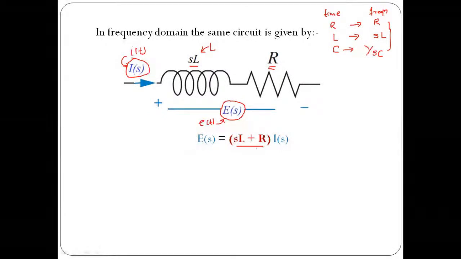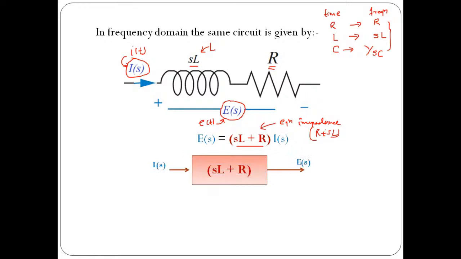So V is nothing but I into R. So here V is nothing but E of S, and I is nothing but I of S, into R. Now instead of R, here we need to take the equivalent impedance. So this is going to be the equivalent impedance of the circuit, which is nothing but R plus SL or SL plus R.